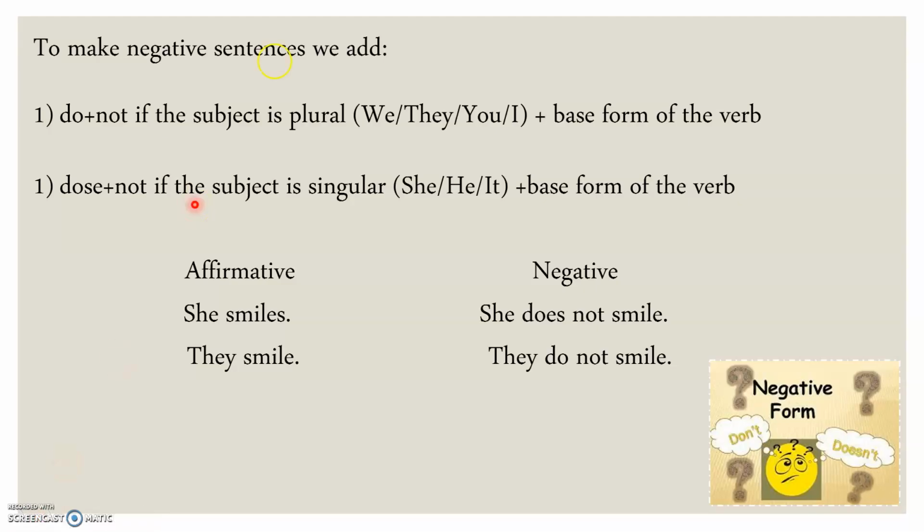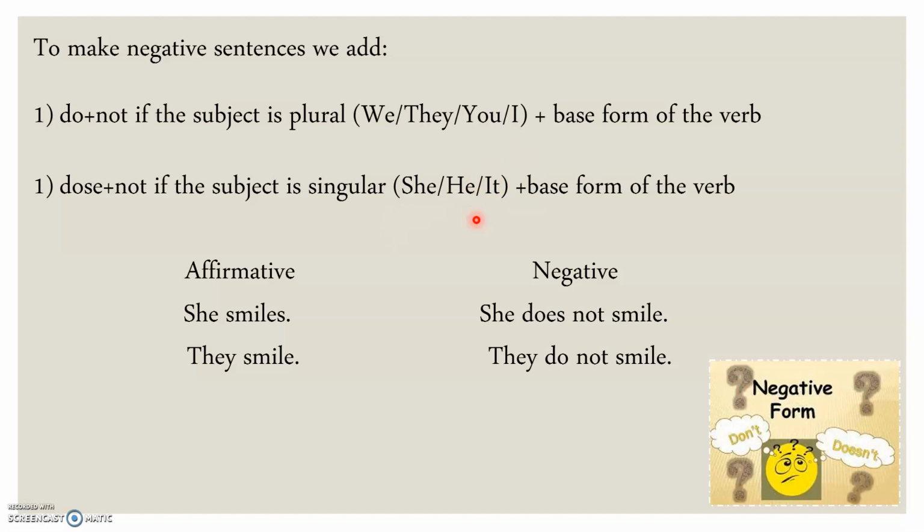So, if we want to change the sentence into the negative form, we need to add either don't or doesn't. We need to look at the subject of the sentence. We, they, you, I, plural subject, we add don't. She, he, it, singular subject, we add doesn't to the sentence.